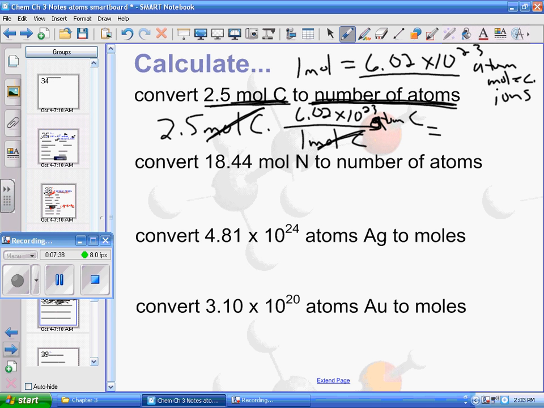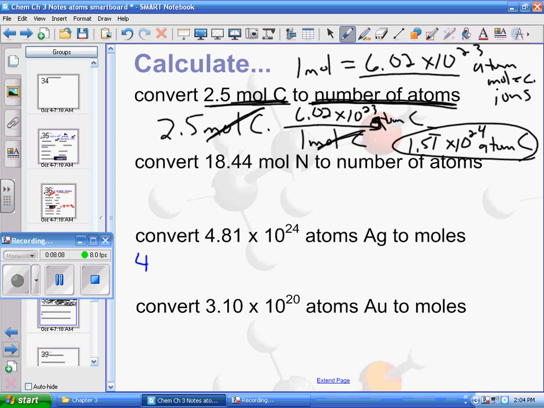So on my calculator, 2.5 times 6.02, don't forget to find the exponent key, times 10 to the 23rd equals 1.51 times 10 to the 24th. 1.51 times 10 to the 24th atoms of carbon. Okay, let's jump down to this one.